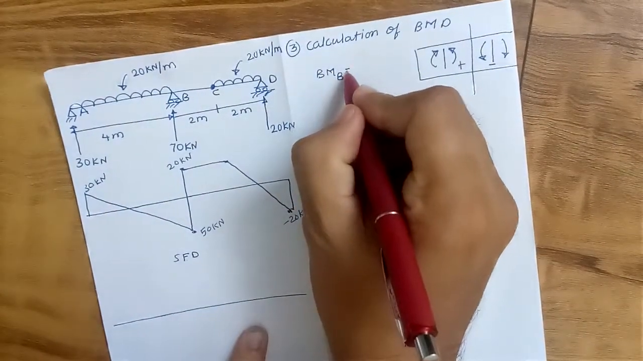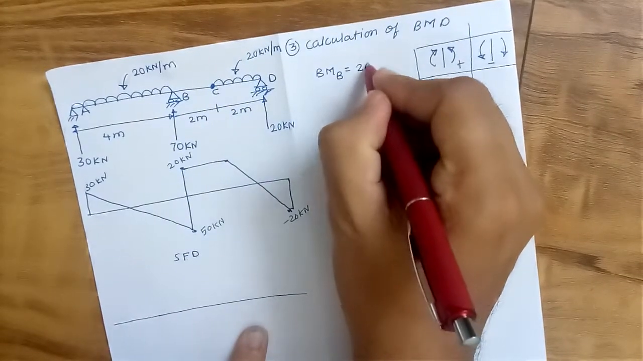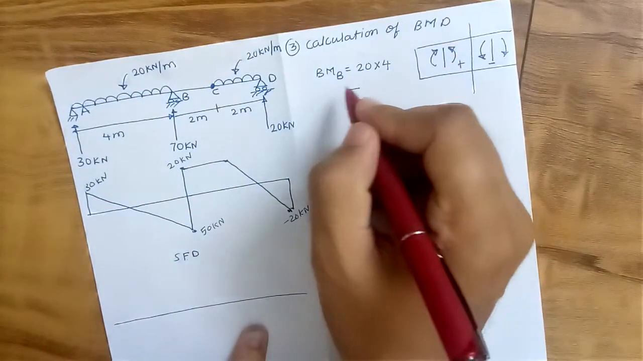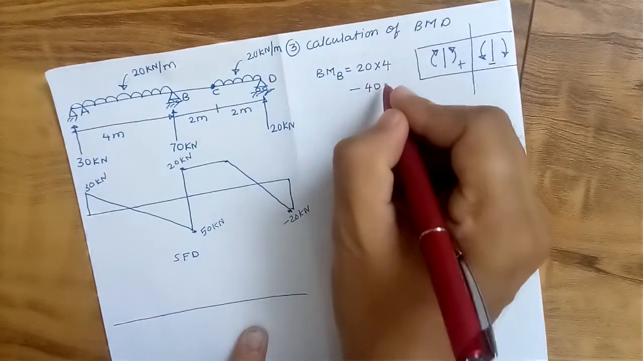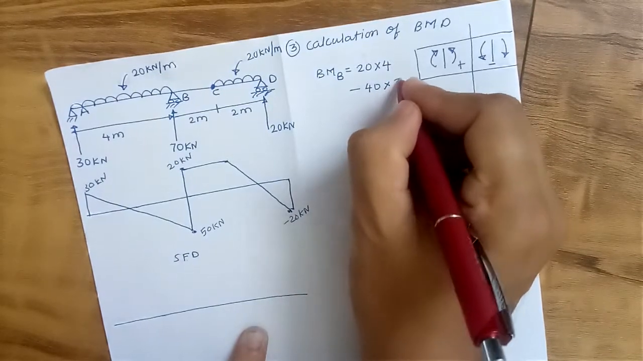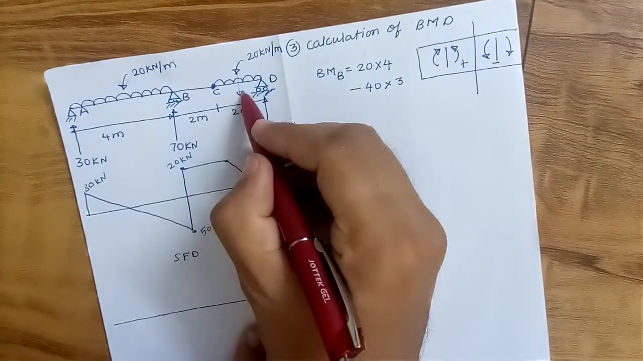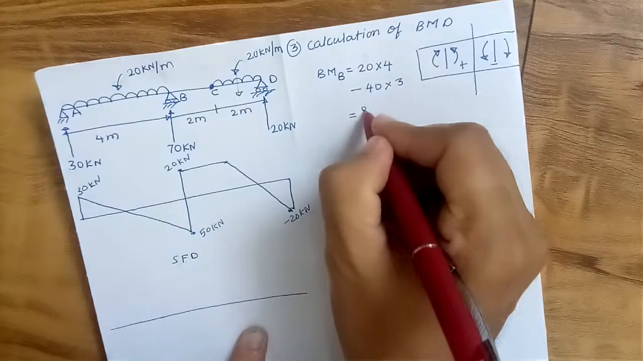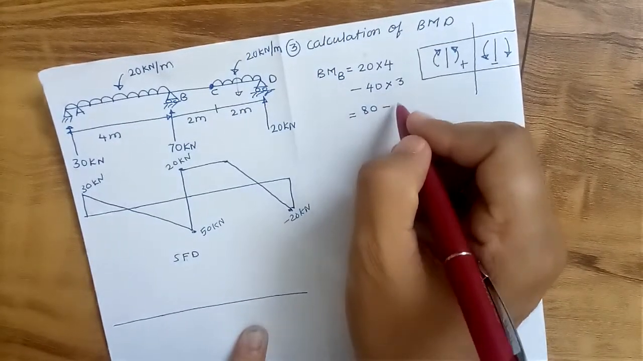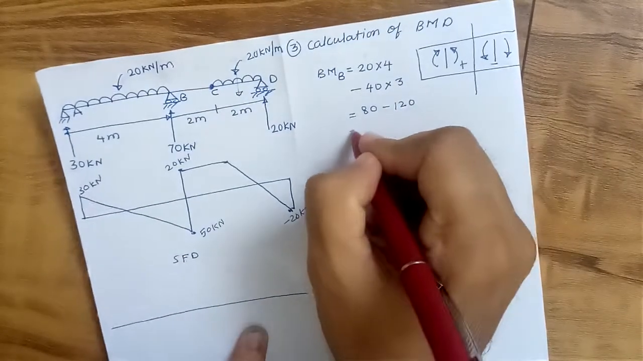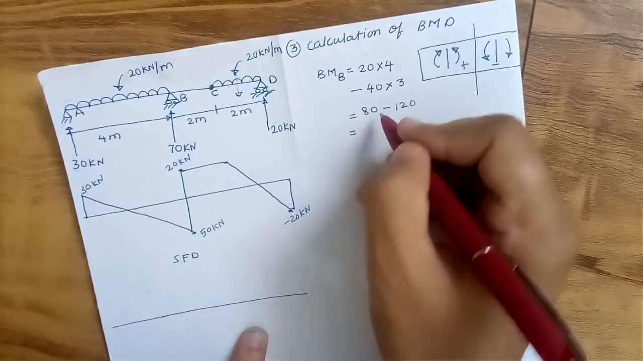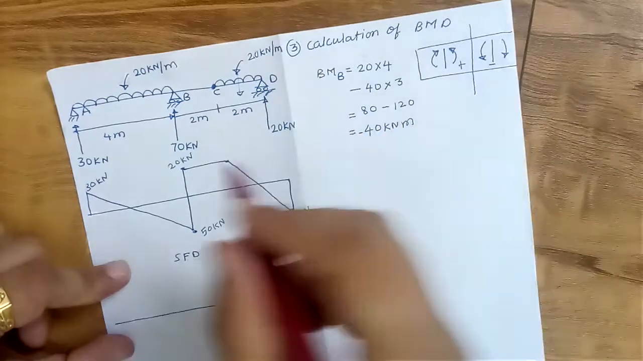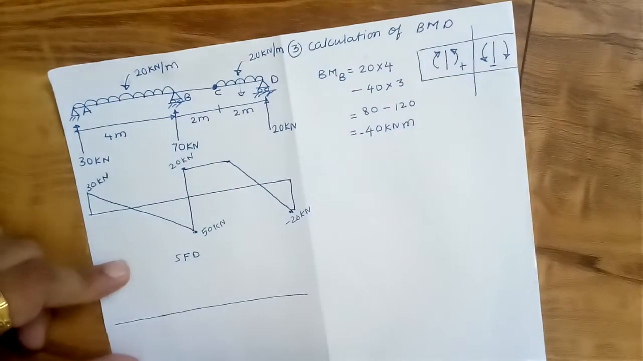So the bending moment at point B is positive 20 into 4, and this will rotate in the anti-clockwise direction like this, so that's why it will be negative. That is 20 into 2, that is 40, and it will act at a distance of 3 meters, because this will be the point of application of this load. So 20 into 4, that is 80, minus 40 into 3, that is 120 kilonewton meter. The difference of these two is 40 kilonewton meter, so that will be the bending moment at this point, and it will be negative. So this is point B, and below that the bending moment will be 40 kilonewton meter.